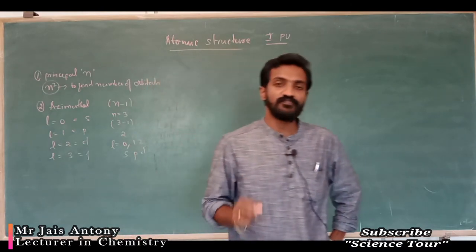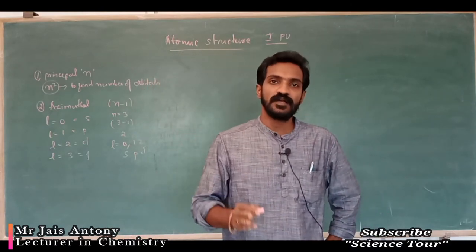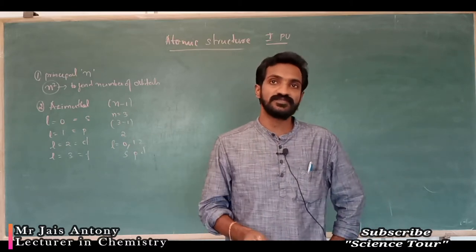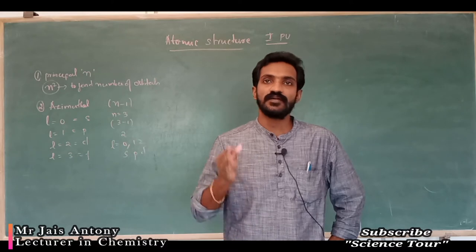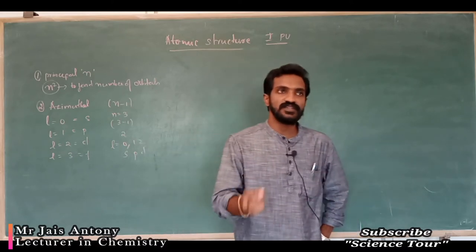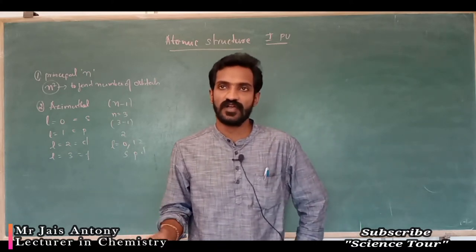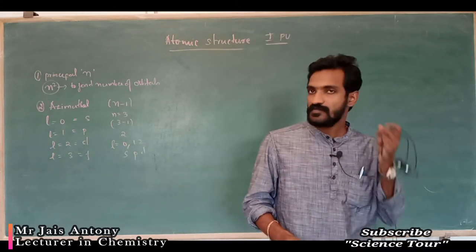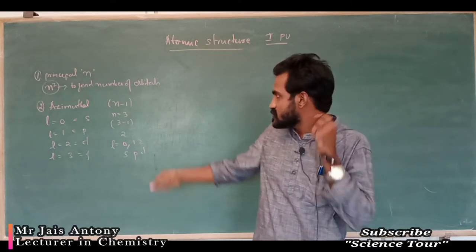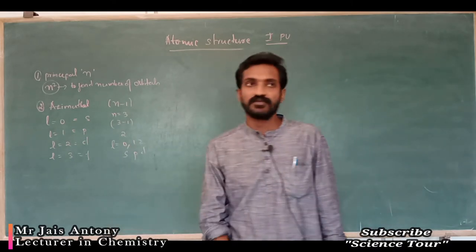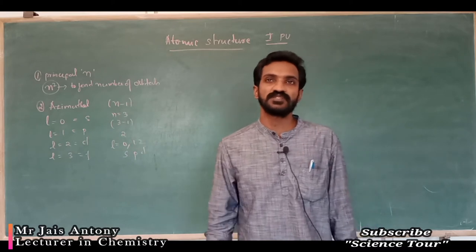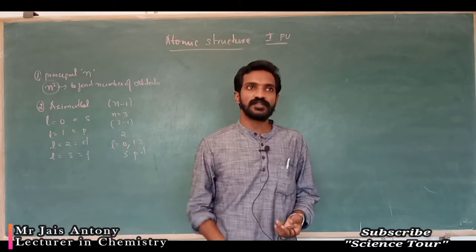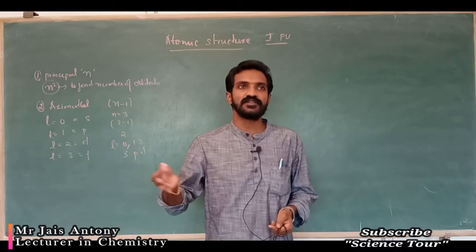You know that in the p subshell there are 3 orbitals, px, py, pz, and in the d subshell there are 5 d orbitals. The names of the 5 d orbitals are dxy, dyz, dzx, dx square minus y square, and dz square. There is only 1 s orbital. Understood? That we discussed. The azimuthal quantum number is mainly used to find the number of subshells. If one s orbital is there, and 3 p orbitals, how many orbitals are present in this particular energy level?